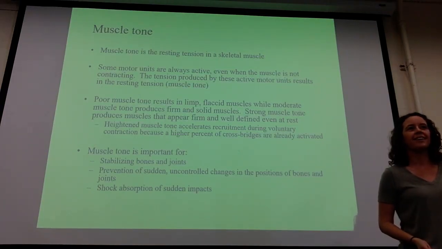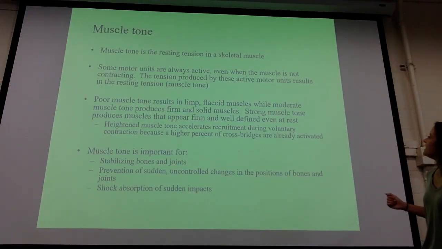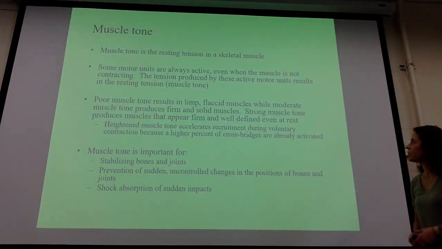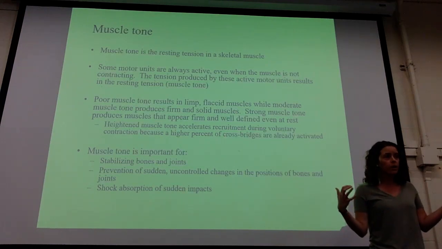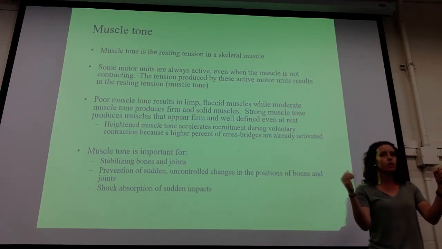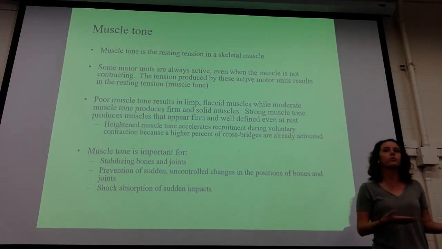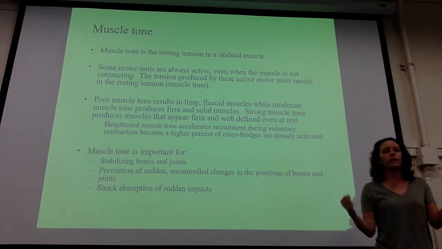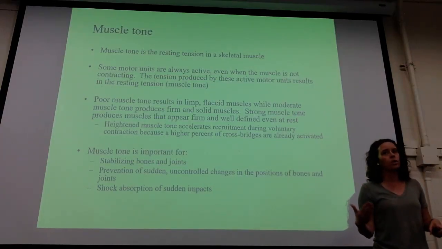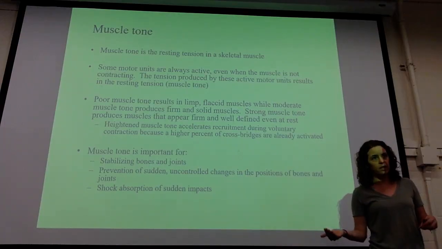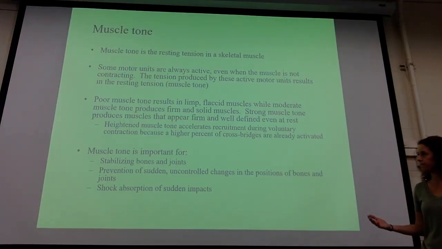I was just wondering what the relationship is between muscle tone and strength. I think I have it on here. Heightened muscle tone accelerates recruitment. So when you have high muscle tone, you are primed and ready to recruit more muscle fibers than if you do not have as high of resting muscle tone. Because you are primed and ready to recruit more muscle fibers right off the bat, you have the potential to produce more muscle tension than someone with low resting muscle tone. That's because of the motor unit recruitment.